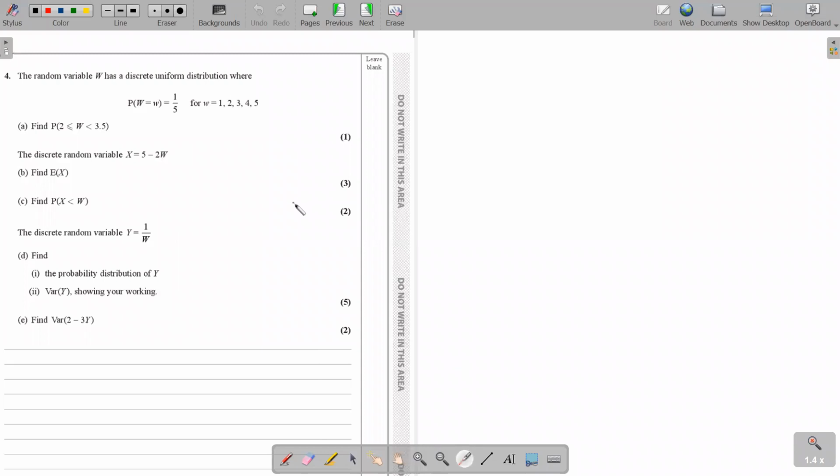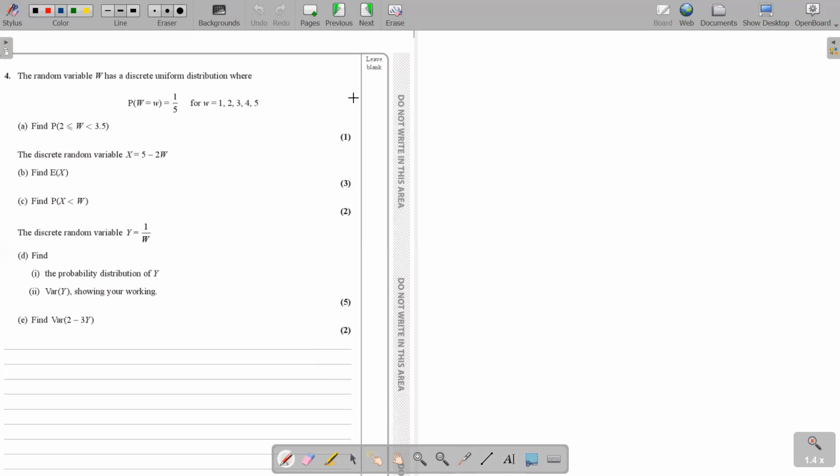Okay, question number 4, the random variable W has a discrete uniform distribution. So you remember what a discrete uniform distribution is? In a discrete uniform distribution, every single x value has the exact same probability. That's why we use the words discrete uniform distribution. Every single x value, I mean here it's not x, it's W value. So can you make the table? If you make the table, you don't need the table.